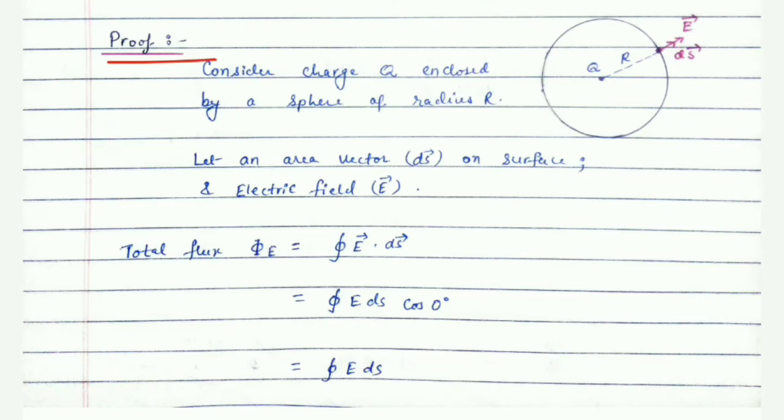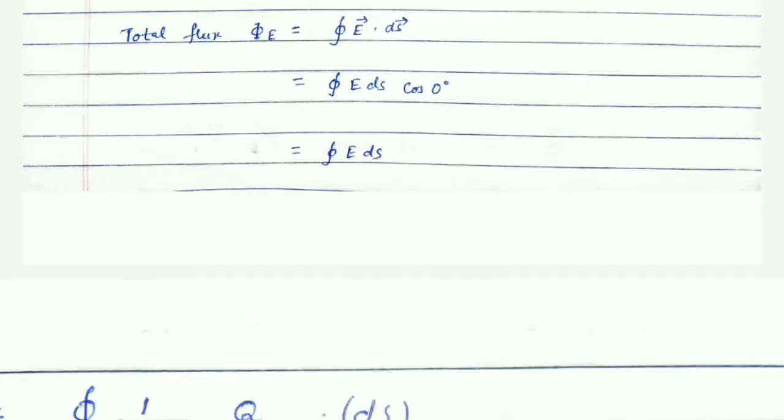Consider charge q enclosed by a sphere of radius r. So look, this is a sphere of radius capital R, and the electric field due to this charge is directed perpendicularly outwards, and the area vector is also perpendicularly outwards. Now we see the total flux, phi E, where E stands for electric flux. We have magnetic flux also, so phi E denotes the electric flux.